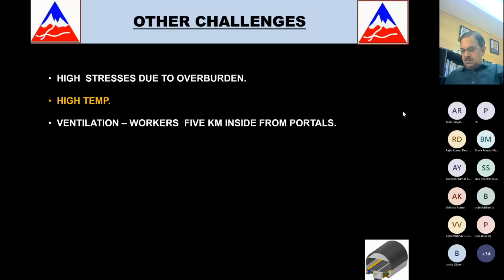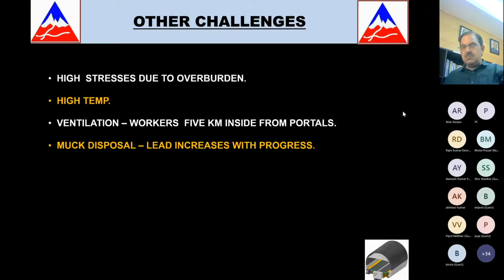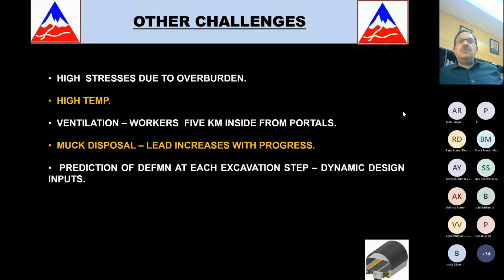Ventilation, 5 kilometers inside the portals. During work also we had to do so much ventilation, we had to use so much electricity. Sometimes this electricity was more than what was being used in Manali. Muck disposal again becomes challenging because as you go inside, the lead is prediction of deformation at each excavation step. So it was very important that we as clients, our designers, our contractors, everybody understood the observation so that we could do the right kind of support systems. Otherwise, with a lack of understanding, it would be very difficult to decide the supports.